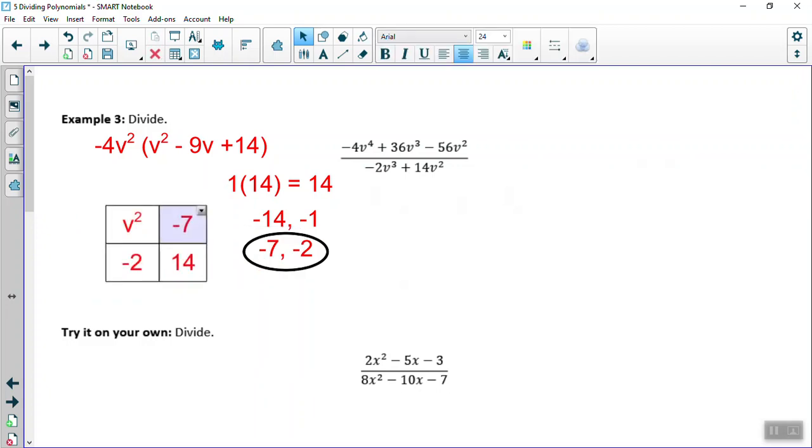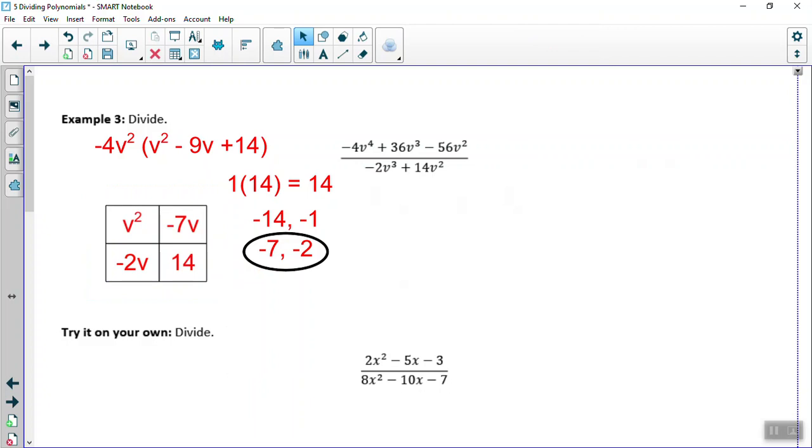Let me try that again. I forgot to put the v in there. So negative 7v and negative 2v. All right, now we can do our greatest common factors.